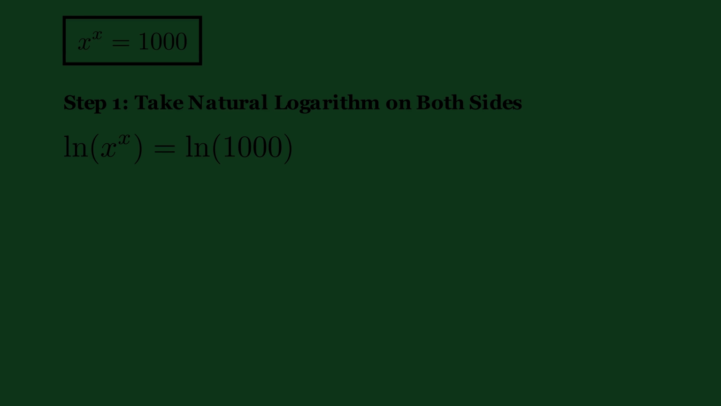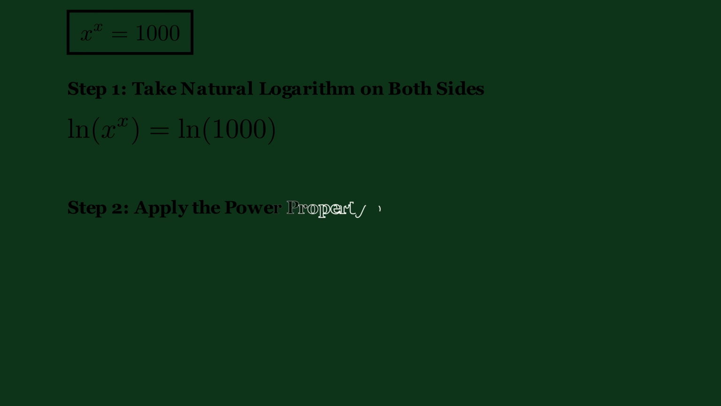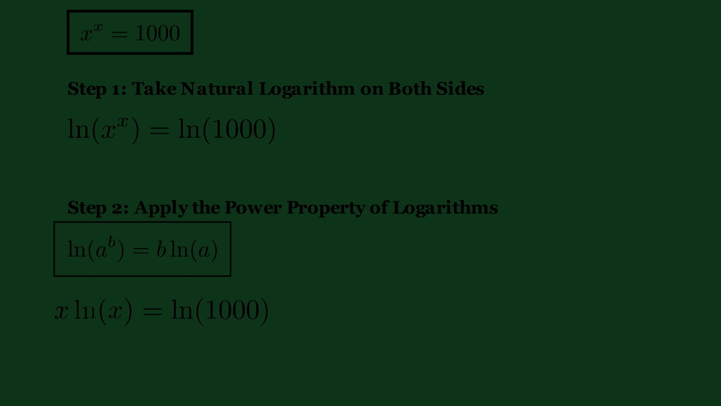Let's take the natural logarithm of both sides. Using the power rule of logarithms, that exponent x can step right down to the front. Now, we have turned our exponential problem into a multiplication problem. x times the natural log of x equals the natural log of 1000.